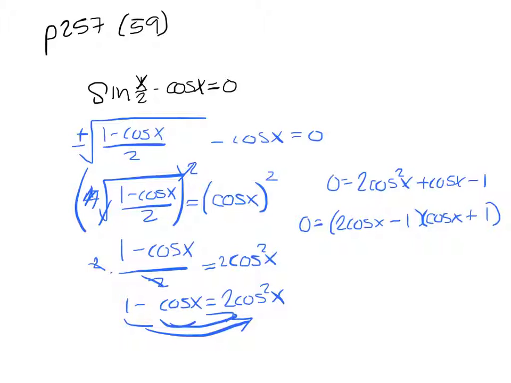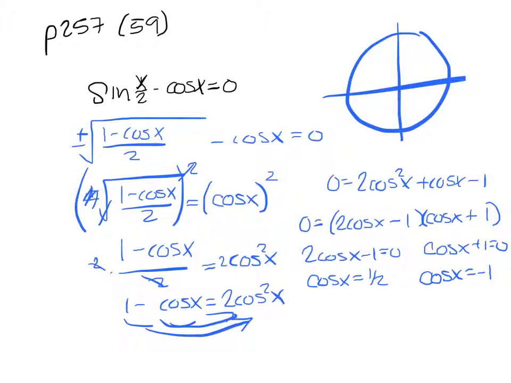So now set each one equal to 0 and solve. So cosine of x equals 1/2 and cosine of x equals -1. And then it's a matter of using your unit circle. Cosine is the x value, so equals 1/2 is going to happen there and there. So we've got x equals pi over 3 and 5 pi over 3. Well, that's not what we did. And then -1 is going to be right there, which is pi.